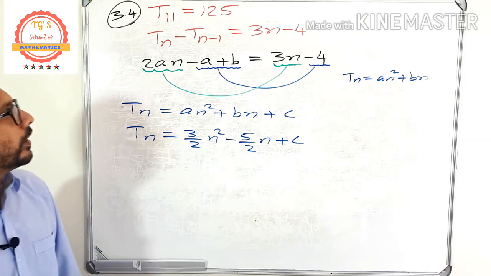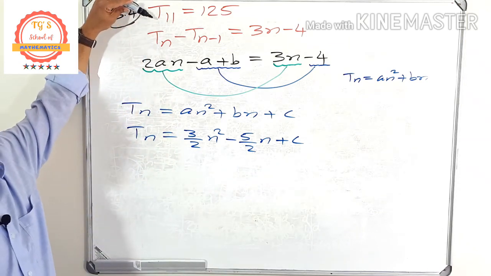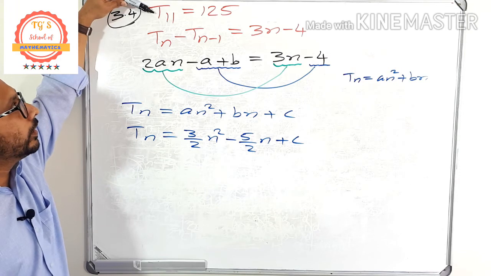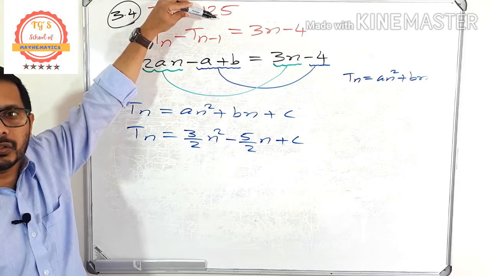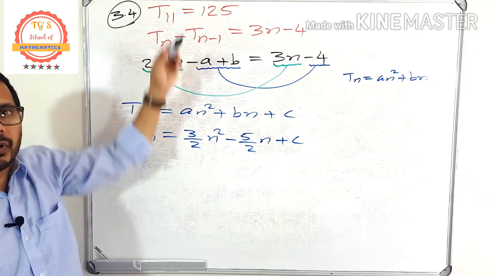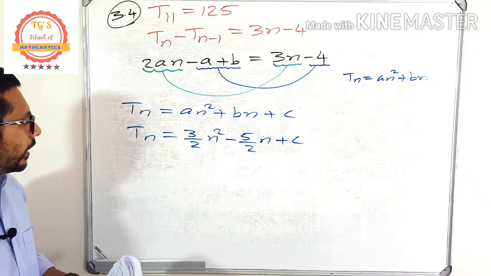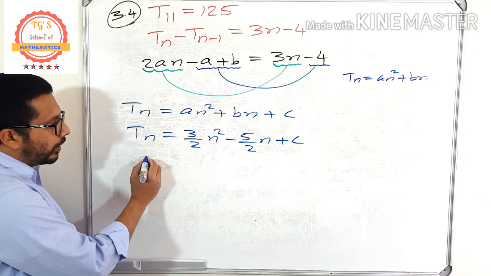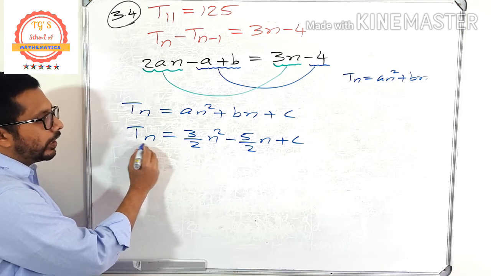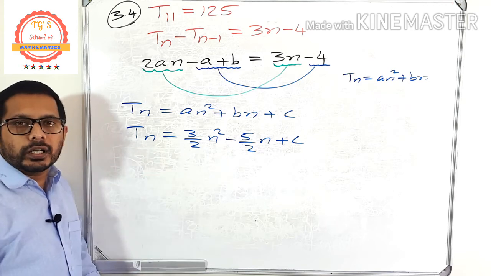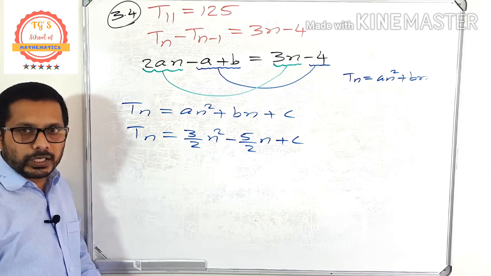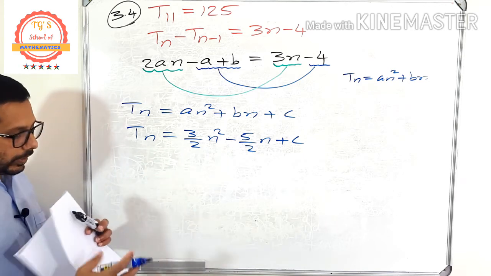How can we find it? Look at the given question. There is one more thing given. It is given that the 11th term is 125. So it means that T11, when I substitute the value of n as 11, that is 125. Am I right? Okay, so let me write it like this.